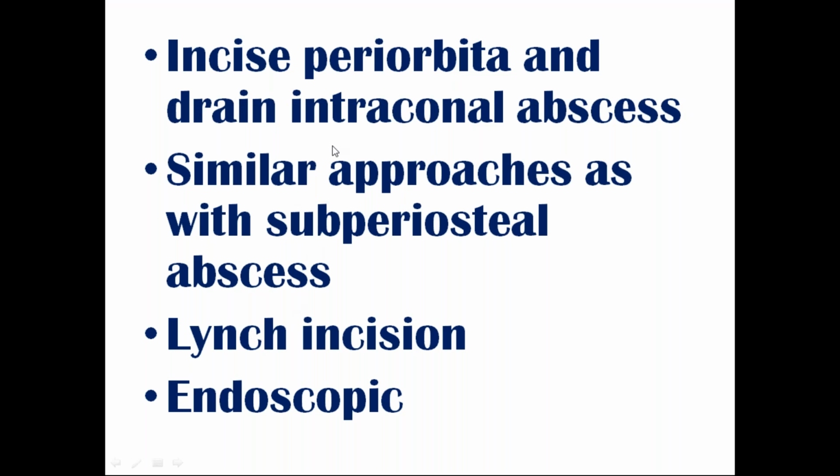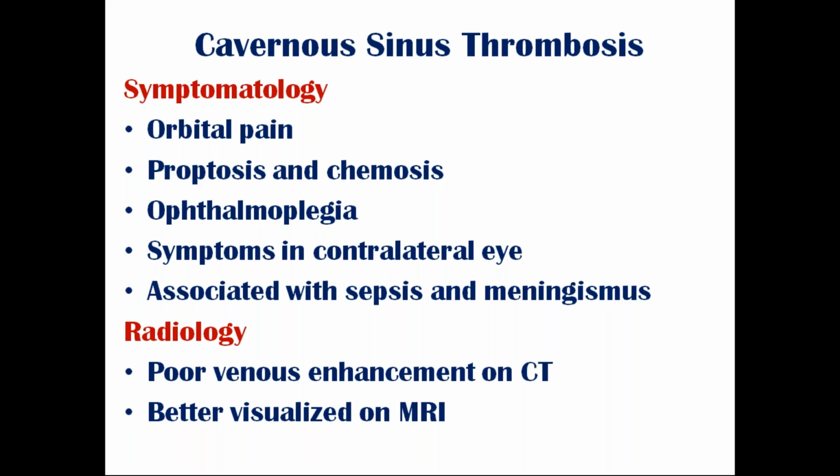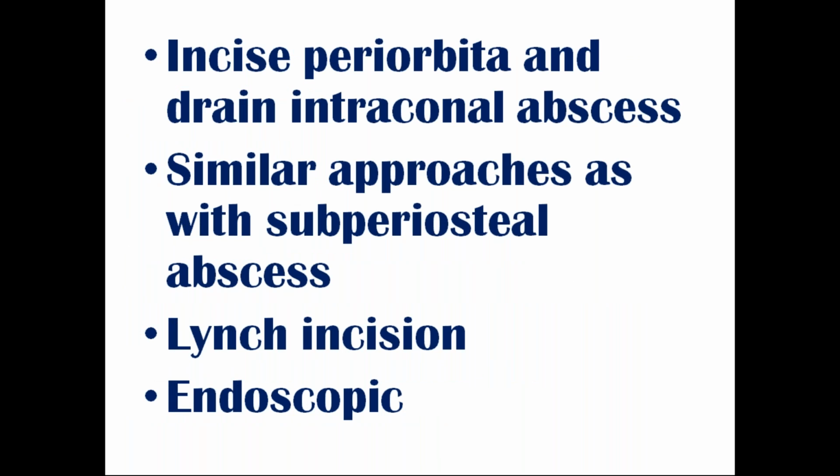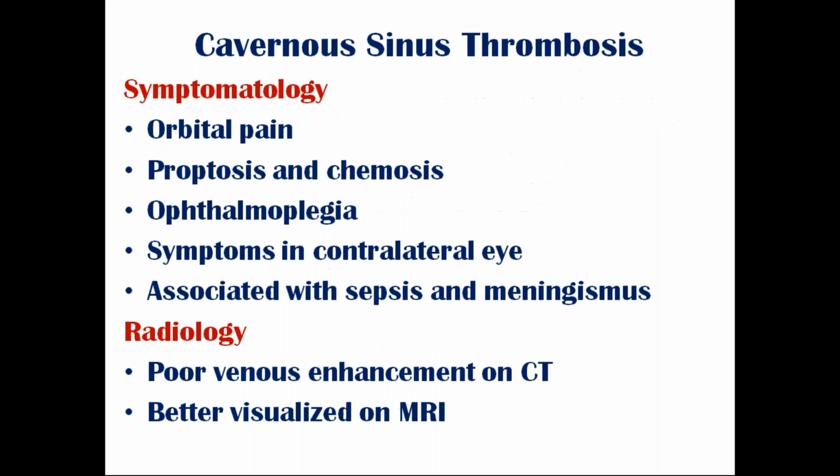That means in the case of subperiosteal abscess, the periorbita or the periosteum is kept intact, whereas in the case of orbital abscess, we have to incise the periorbita or the periosteum, and we have to drain the abscess. That is a major difference here, and there will be irreversible visual loss in the case of orbital abscess, whereas in the case of subperiosteal abscess, the orbital vision is preserved. And coming to the last one, it is a cavernous sinus thrombosis.